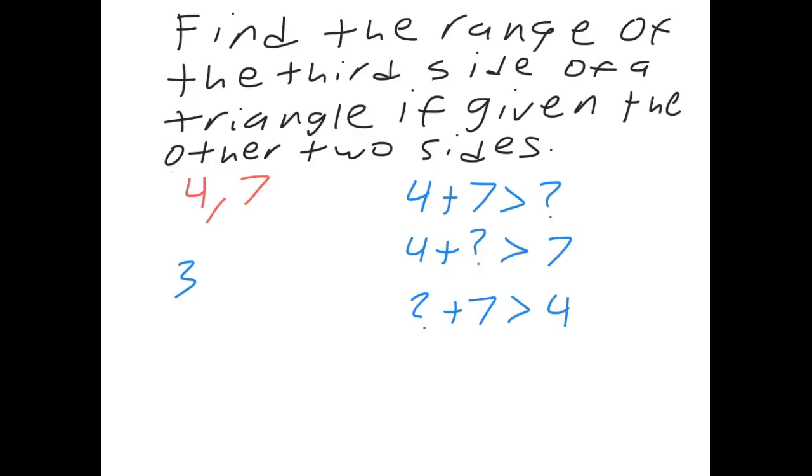So now let's look at the next one. 4 plus 7 has to be greater than this number. Well, 4 plus 7 is 11, so 11 has to be greater than our number. So we can't have any number that's greater than 11.